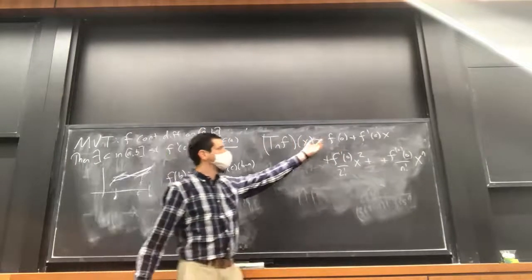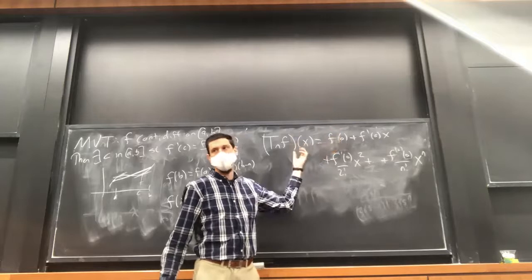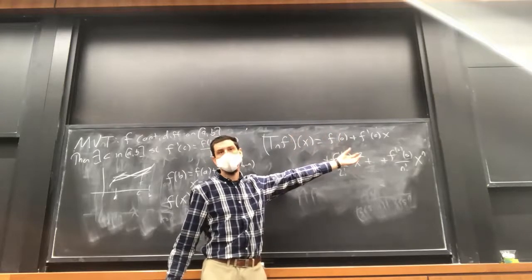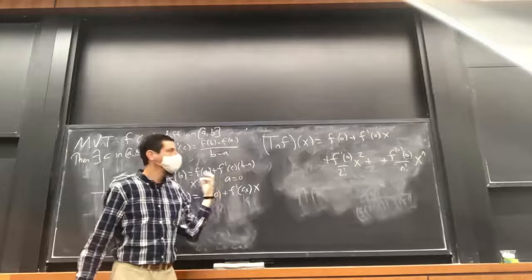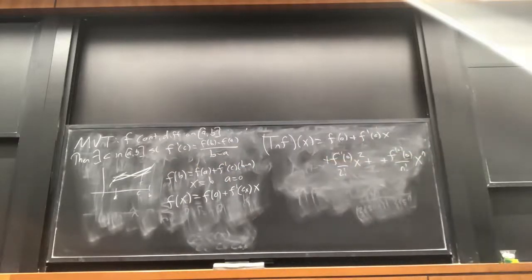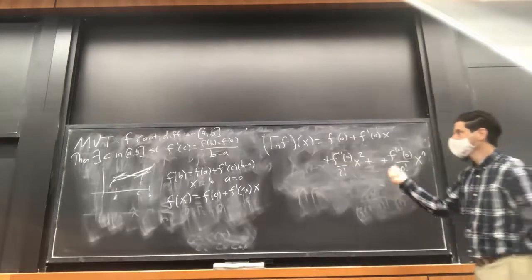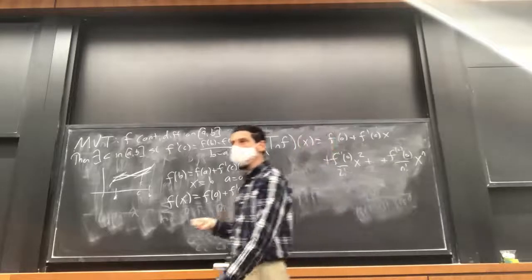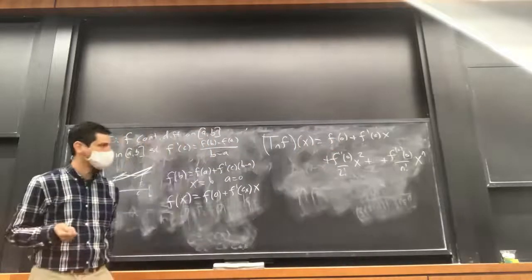The value at 0 is equal to the function at 0. The first derivative at 0 is the first derivative of the function at 0. And this goes all the way up to degree n. And so we will have a polynomial of degree n, and it's set up so that the derivatives up to order n agree at 0.